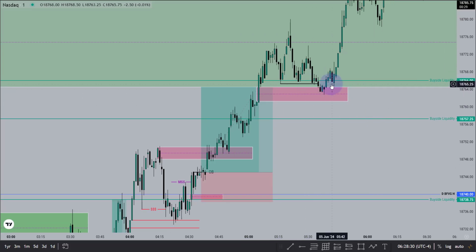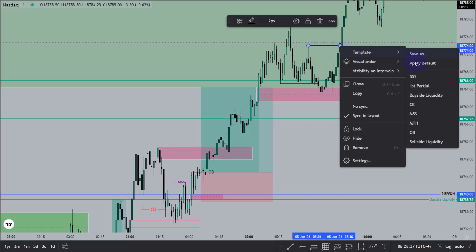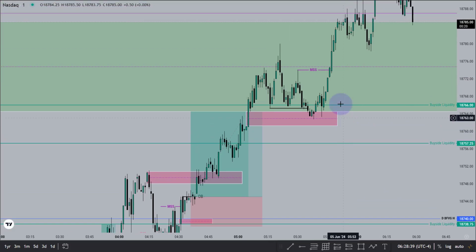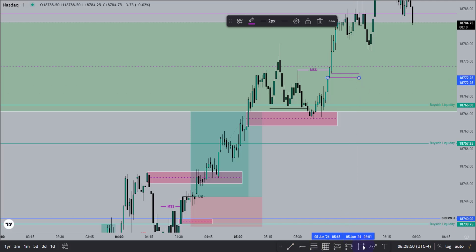After tapping over here, did you get your market structure shift? You got your market structure shift. This is your market structure shift. Now, where is your entry fair value gap? There is your entry fair value gap. I mean here. Maybe here. Just let me mark it. And there is your last fair value gap.